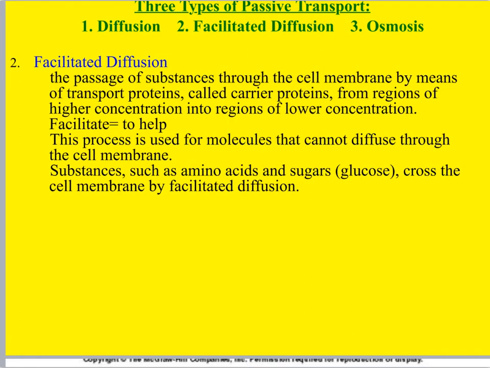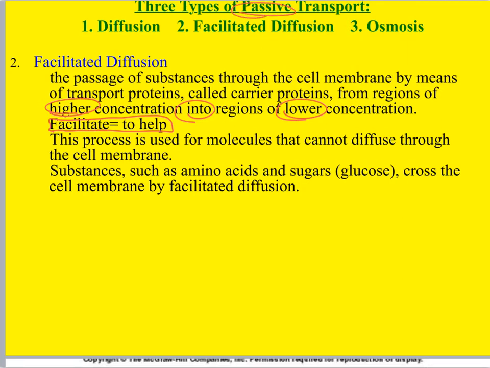Okay, so now we have facilitated diffusion. If you understand vocabulary, to facilitate is kind of like helping. If I facilitate you changing your tire, then I helped you change your tire. So with facilitated diffusion, it's still diffusion. It's still going from high to low, it's still not using energy, and it's still going with the concentration gradient. It is still a passive transport.